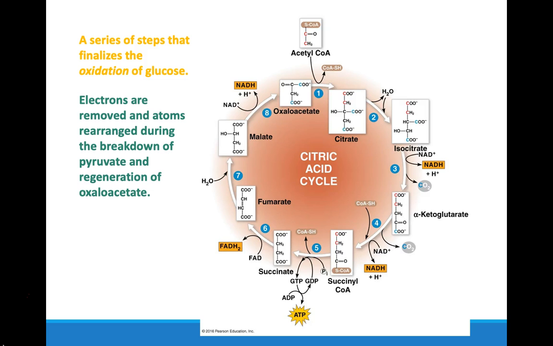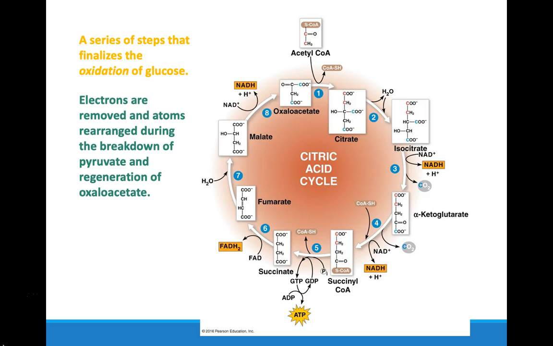In this process, electrons are removed, they're added to our electron shuttles, and bonds are rearranged through this cycle of carbon molecules. So these are all carbons that are not the original glucose that we had, but they are all part of this cycle, and they are moved around and shifted in order to remove electrons from them. So the goal of this cycle is to finish the breakdown of that acetyl CoA and ultimately regenerate that oxaloacetate so that a new acetyl CoA can come in.